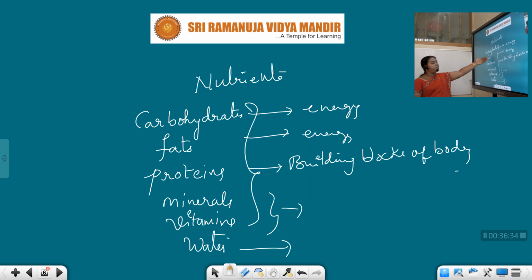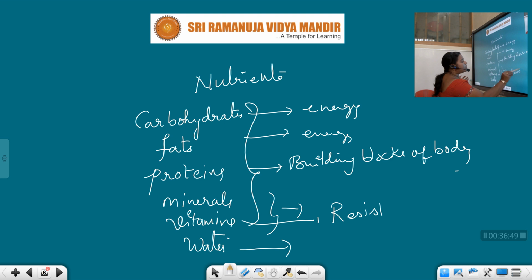Carbohydrates give us energy, fats also give us energy, proteins act as the building blocks of the body, and minerals and vitamins help in the maintenance of the body. So these vitamins may offer resistance power to the body.